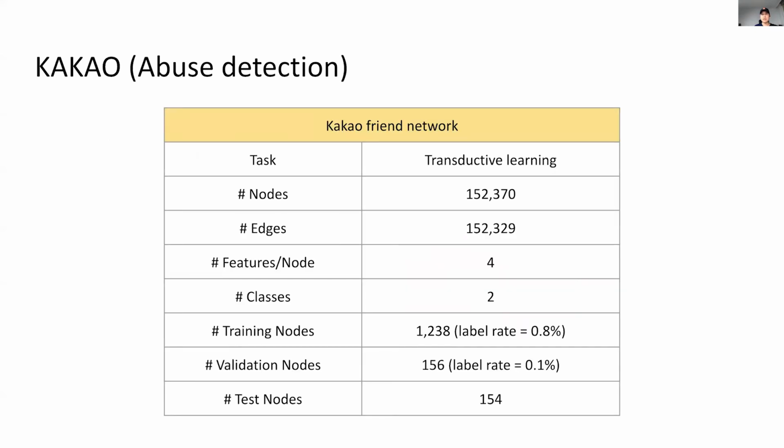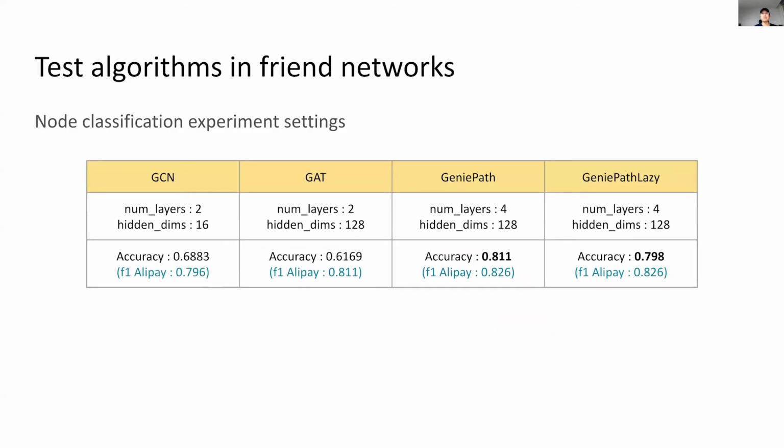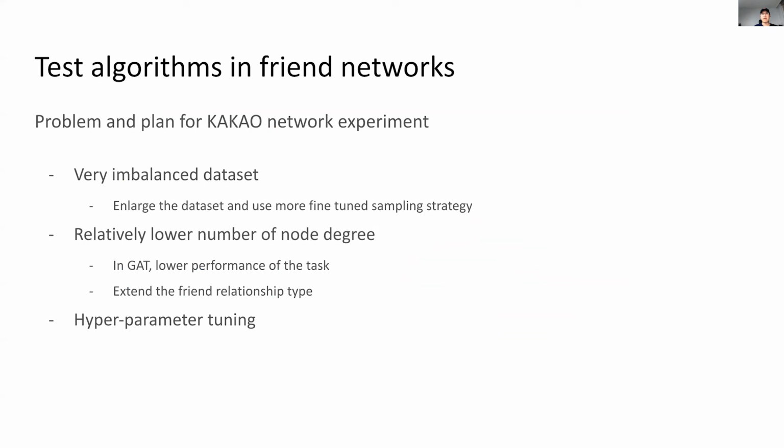The Kakao dataset is tested in a transductive setting, and the details are here. We trained 4 models using the Kakao dataset. As you can see, the performance of GeniePath is similar to that on the Alipay dataset. So you can see that finding the spammer's receptive paths helps abuse detection. There are a few things that can improve performance. We can try to enlarge the dataset and use a more fine-tuned sampling strategy. Also, we can extend the friend relationship type.